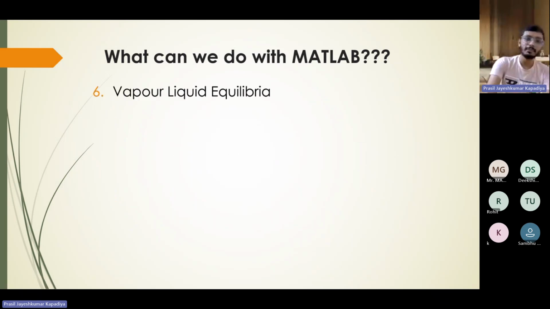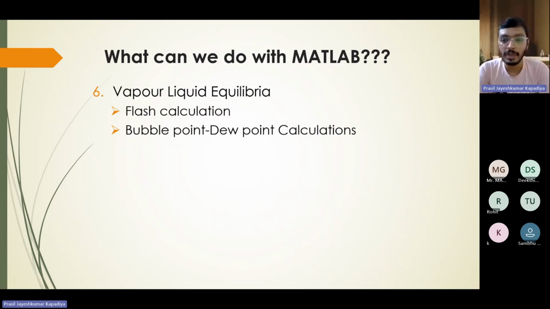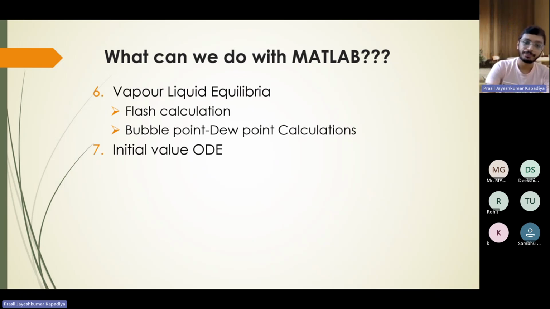Now, as various examples, we can also predict vapor liquid equilibria, where we can do flash calculation. Those who are in the Aspen course know that we need to choose a flash drum and provide the conditions. So we can perform flash calculation, we can find bubble point and dew point temperatures, and we can plot TXY and PXY diagrams.